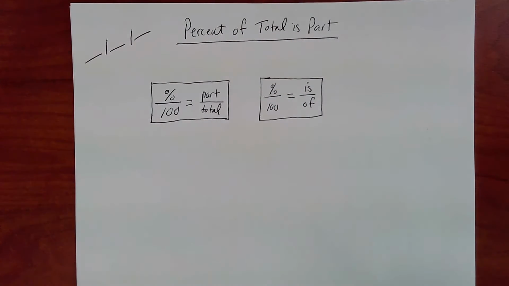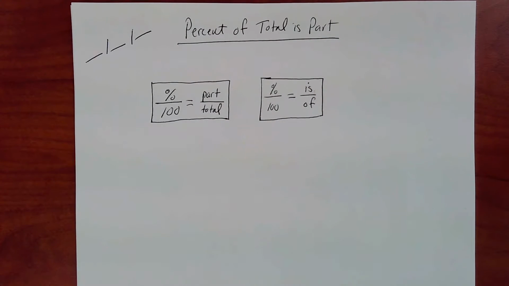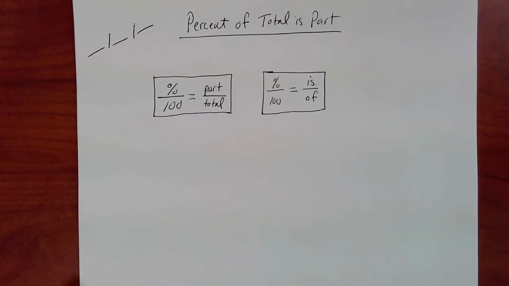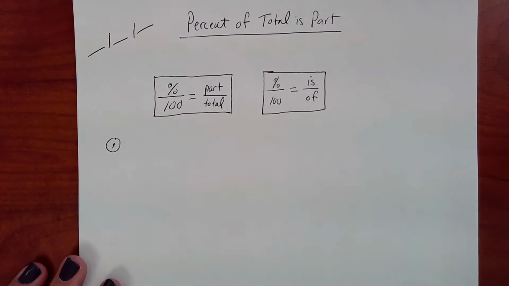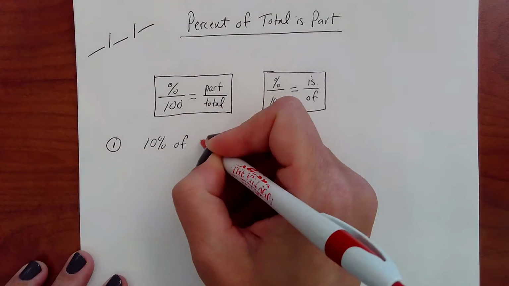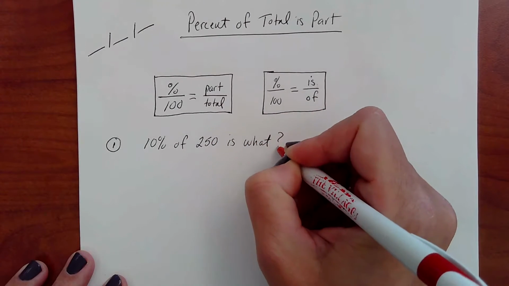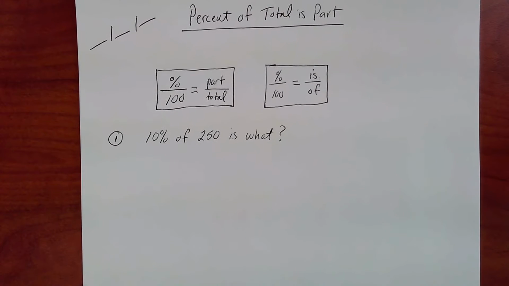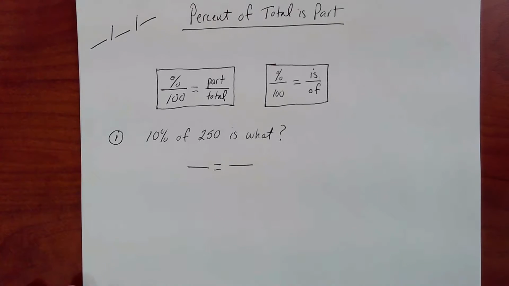Some of you will like to think about it like this, because you can understand which number's part, which one's the total. That'll make sense to you. If that doesn't, you'll be able to use is over of, and hopefully between the two of those, things will make sense. So let's just start with an example here. Let's say the example was 10% of 250 is what?